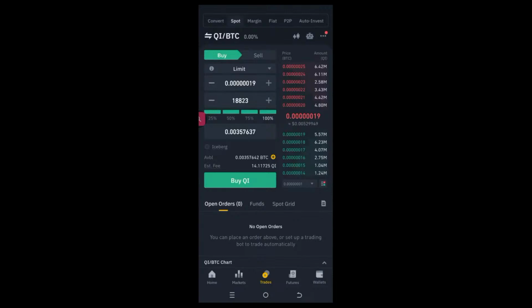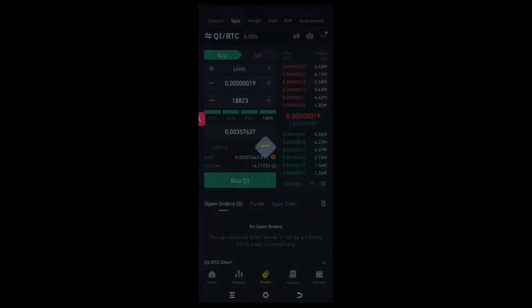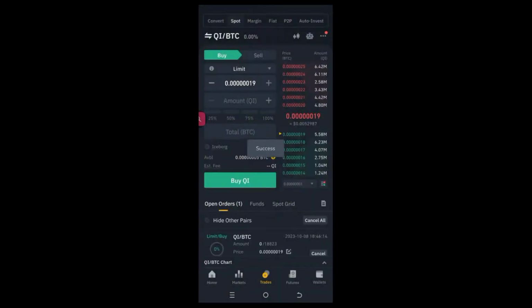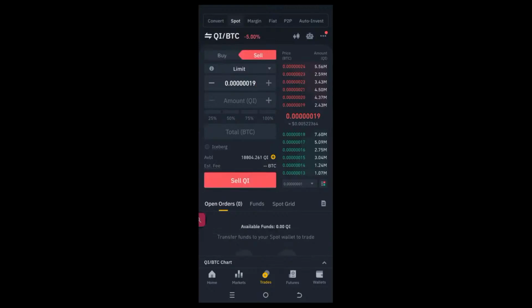Don't forget, this is triangular arbitrage, right? So we buy and then we sell for profit on the other. Let's just go ahead and see how we can do this. Let's buy. Okay, we're currently in the queue. Let's see how this goes. I'll be back to share the results with you. See you shortly. All right, I'm back, and we've already bought the QI.